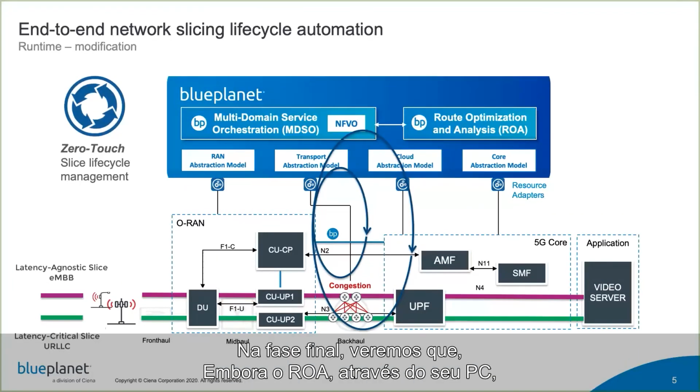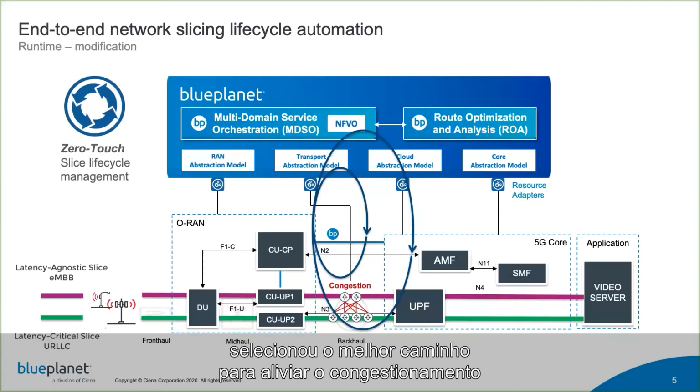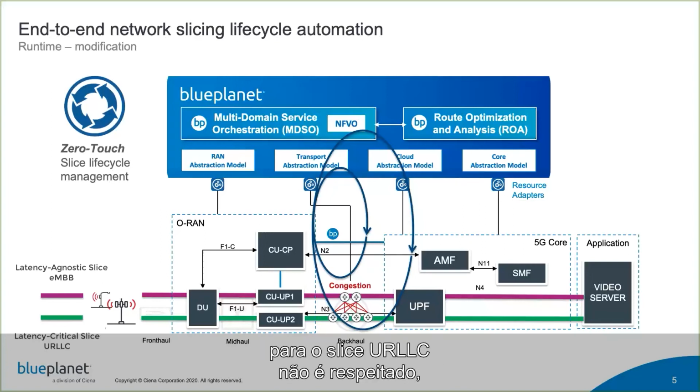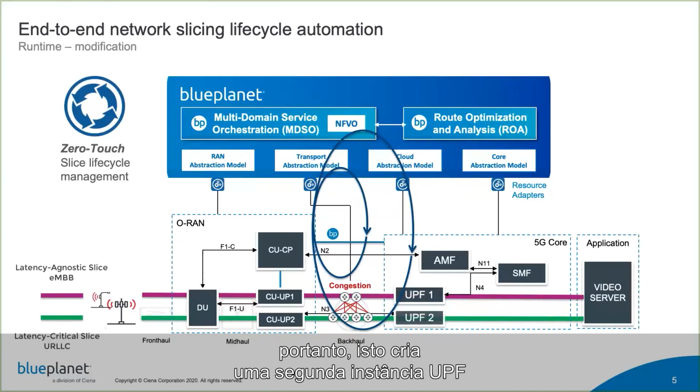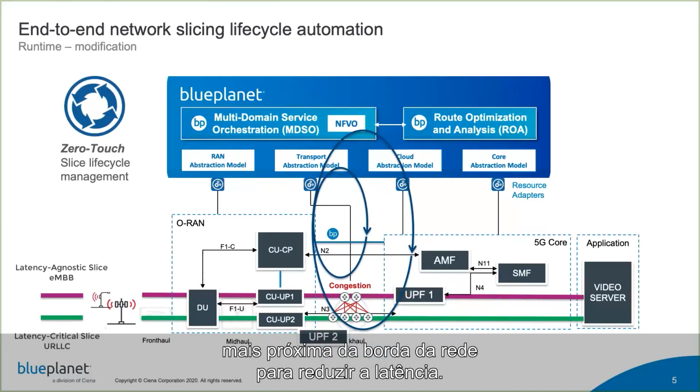In the final stage, we will see that though ROA, through its PCA, selected the best path to alleviate congestion for both the slices, MDSO determines that the latency SLA for the URLLC slice is not respected. It therefore instantiates a second UPF instance closer to the edge of the network to reduce latency.